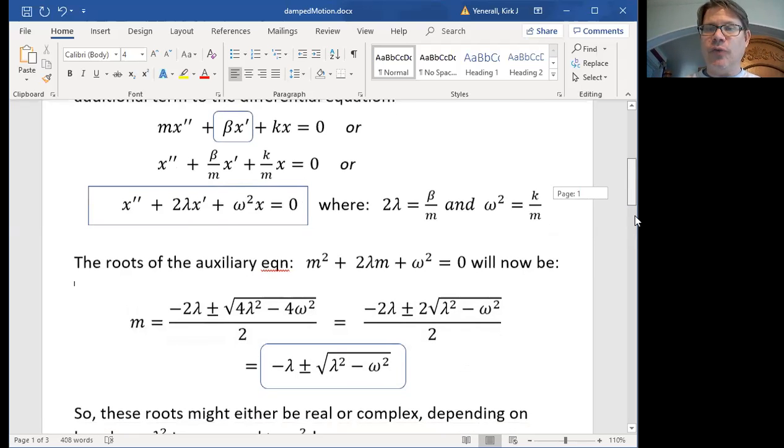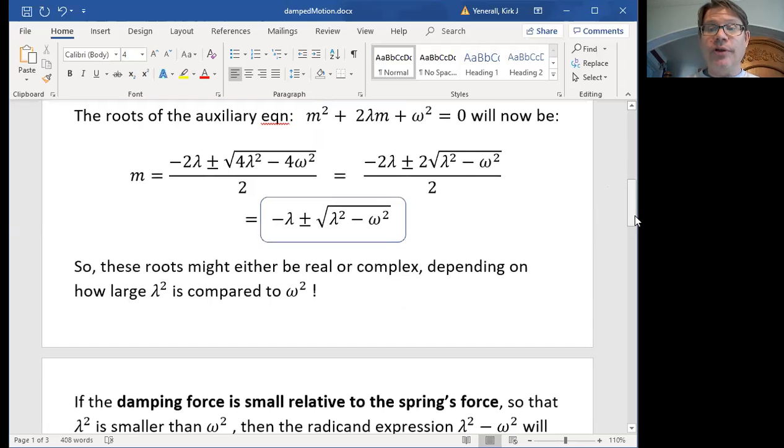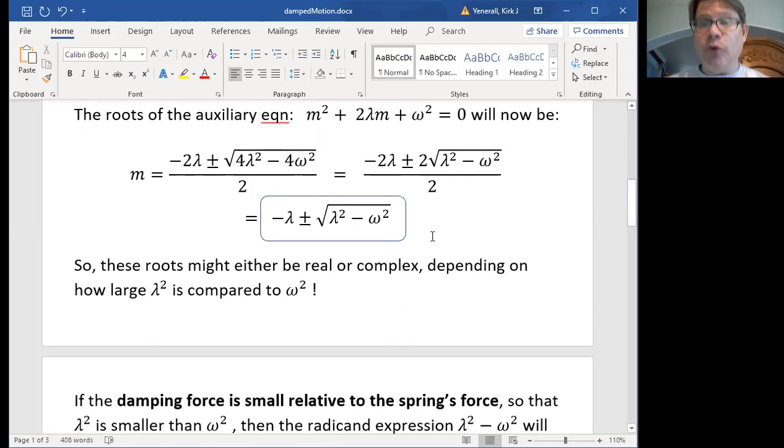Now observe, of course, that because we have a square root, it's possible that our roots could either be real or they could be complex. If lambda squared minus omega squared is negative, then we're going to have complex roots. So we have to look at several different cases for what could happen depending on how lambda squared, which is a term that comes from the damping, and how omega squared, which is the term that comes from the spring constant, how those compare and how they relate to one another.